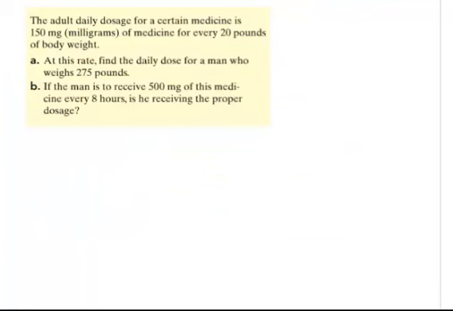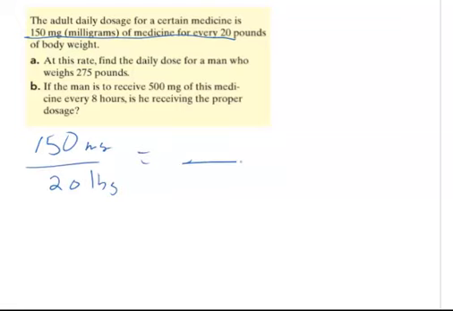All right, and so for our last problem here out of 5.1, it says the adult daily dosage for certain medicine is 150 milligrams of medicine for every 20 pounds of body weight. It says at this rate, find the daily dose for a man who weighs 275 pounds. Okay, so I'm going to use the pieces of information that I have here. We need 150 milligrams for every 20 pounds of weight. This man weighs 275 pounds. We want to figure out how much medicine he's going to need.